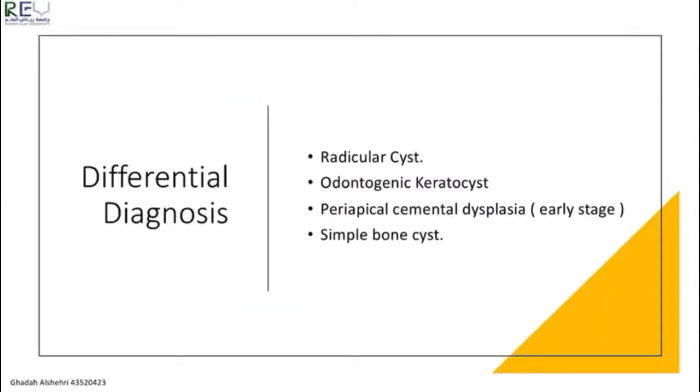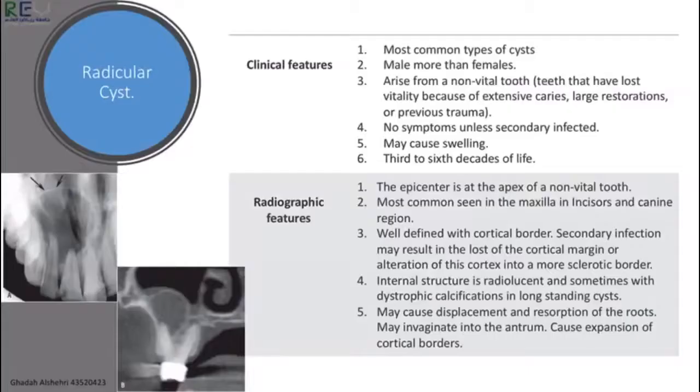The differential diagnosis: radicular cyst, odontogenic keratocyst, periapical cemental dysplasia in early stage, and simple bone cyst. First, radicular cyst. Clinical feature: the most common type of cyst, males more than females, arising from non-vital teeth, teeth that have lost vitality because of extensive caries, large restoration, or previous trauma. No symptoms unless secondarily infected, may cause swelling, 3rd to 6th decades of life.